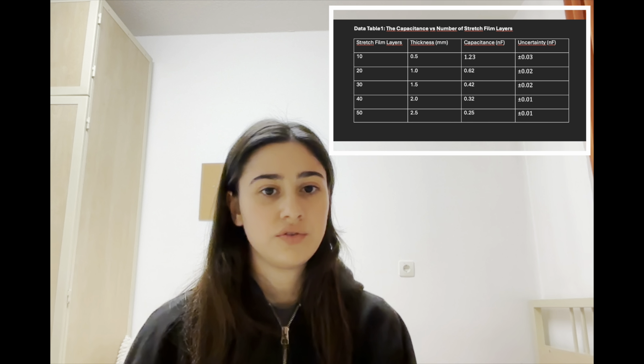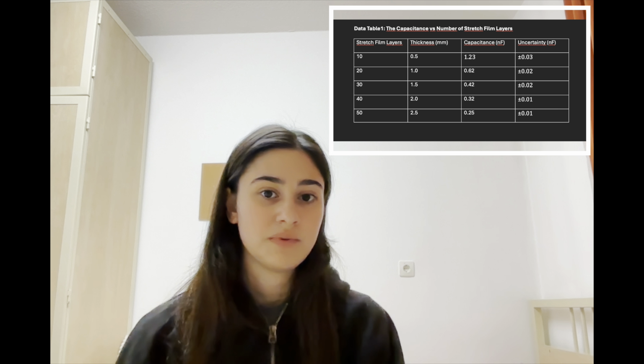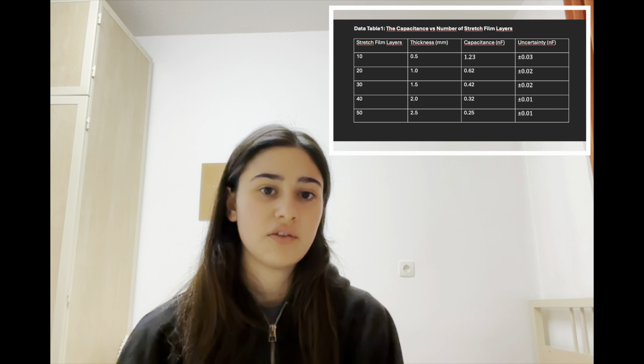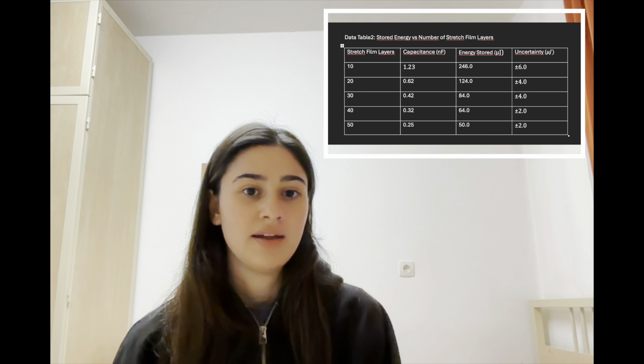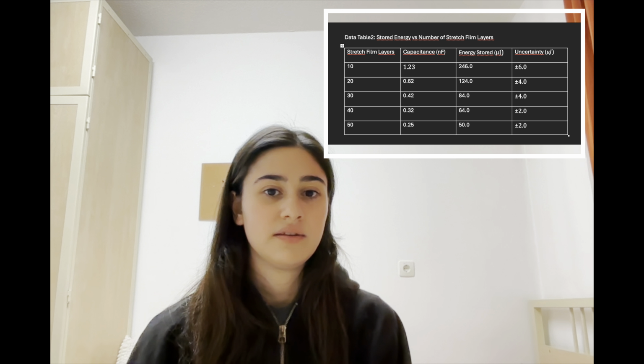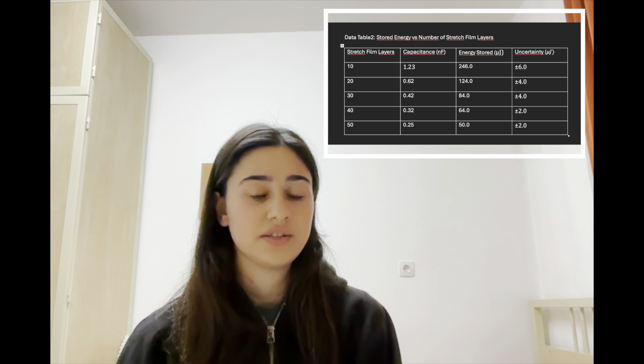Although our results were generally in line with theoretical predictions, there could be some small errors due to the air gaps and bubbles between the stretch film layers, the non-uniform thickness of the stretch film, the flexibility of the dielectric material causing local variations, and the limited precision of the capacitance meter and multimeter. The uncertainties in our measurements were about 2-3% for capacitance and about 4-5% for stored energy.